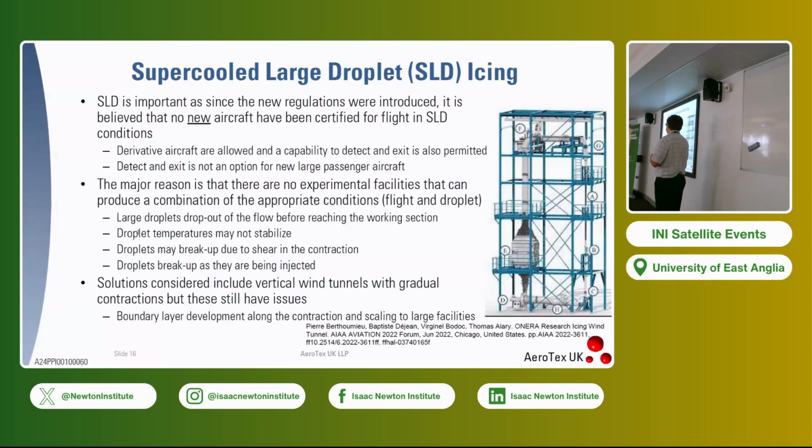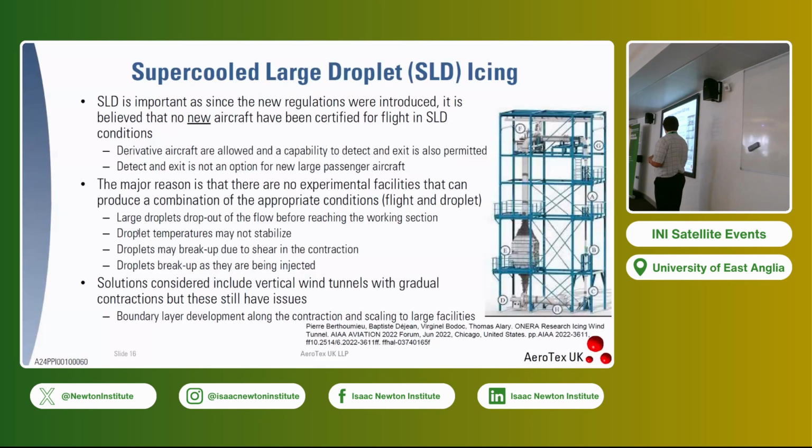The droplet temperature may not stabilise. The droplets have to be sprayed in at a positive temperature to stop you blocking your spray bars, so they're at, say, +10. But if you've got a very large droplet, it takes longer to stabilise in temperature, so it might not reach the temperature.